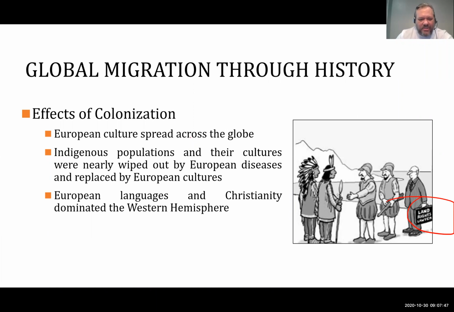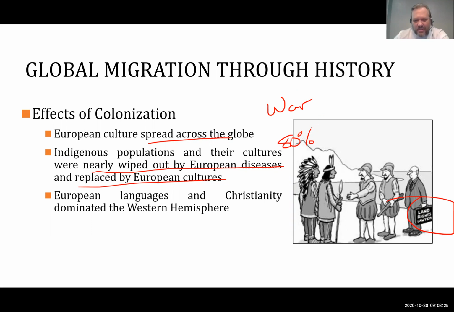So you can see, obviously, European culture is going to spread across the globe, and this includes things like languages and religion. Indigenous populations, populations that are local to the area, were nearly wiped out by the European diseases and replaced with European cultures. So the estimates, especially for, say, the Americas, were that somewhere around 80% of the Native American population was wiped out. Let's not forget, it's a lot of disease, but also they were just killed.